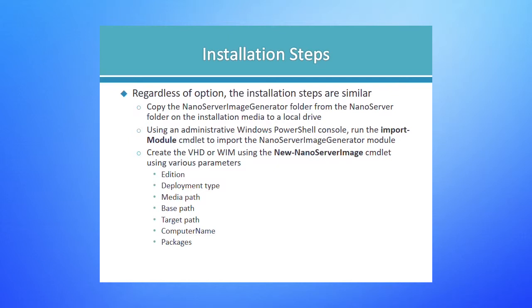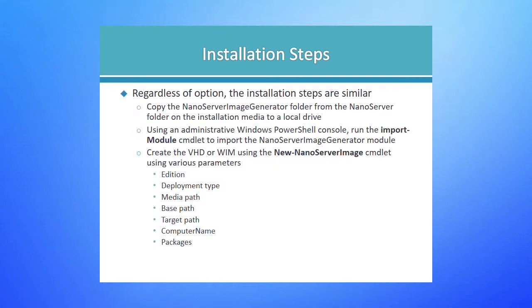So first is the edition. Is this based on Standard or Datacenter? The deployment type, which will be Host for a WIM or bootable VHD, or Guest for a VHD that'll be hosted in a virtual machine. The media path, which is just the path to the root of the installation media for 2016. The base path, this is an optional switch that's only used when you're creating a WIM file.